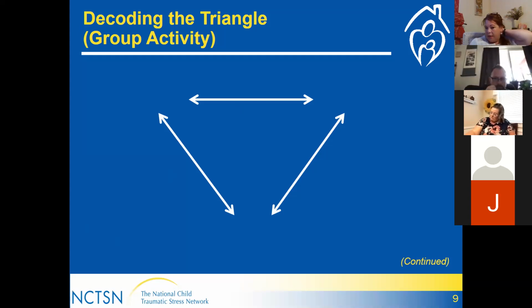Anyone had their triangle done that they want to share? We had a couple people share this already, but anyone else want to share? I have mine. Can you hear me?